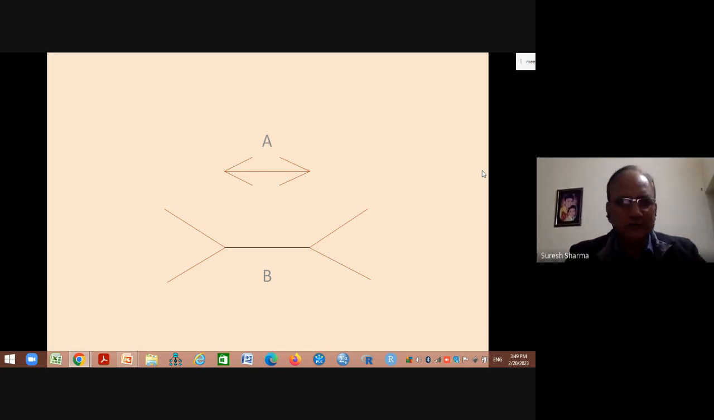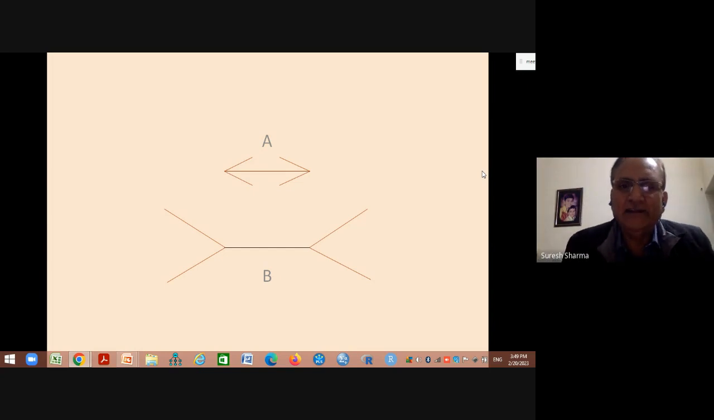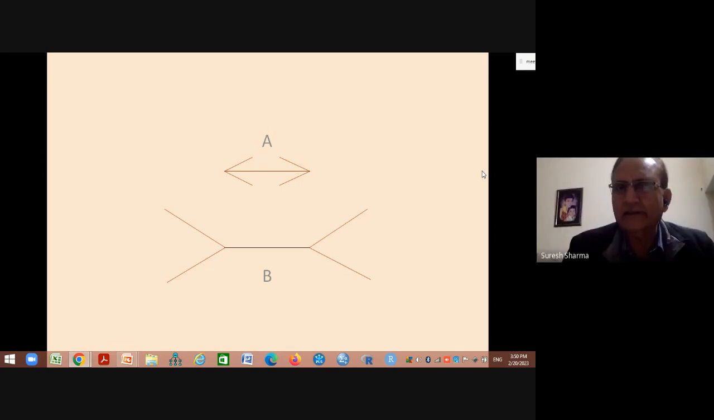Okay, so I'll not speak now in Hindi if there are two other people. There is a line A and there is line B. Now, any participants, please answer: if you see from your eye, which line looks smaller, line A or line B? Yes, please. A looks smaller. A looks smaller than B. Absolutely right. A looks smaller than B.